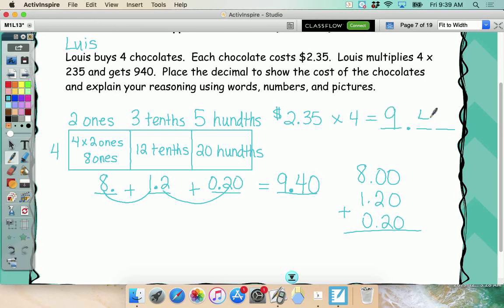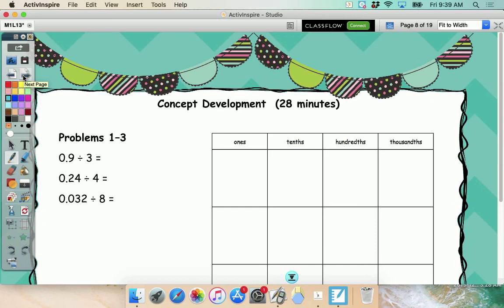So where should Louis place the decimal? Between the 9 and the 4 to show hundredths place for money. We could have done that without all this, couldn't we? Because we know that money is hundredths place. But the directions said use words, numbers, and pictures. So that's why we went to all that work. And it's a good review, isn't it? For the area model. Okay, let's take a look at the lesson for today.